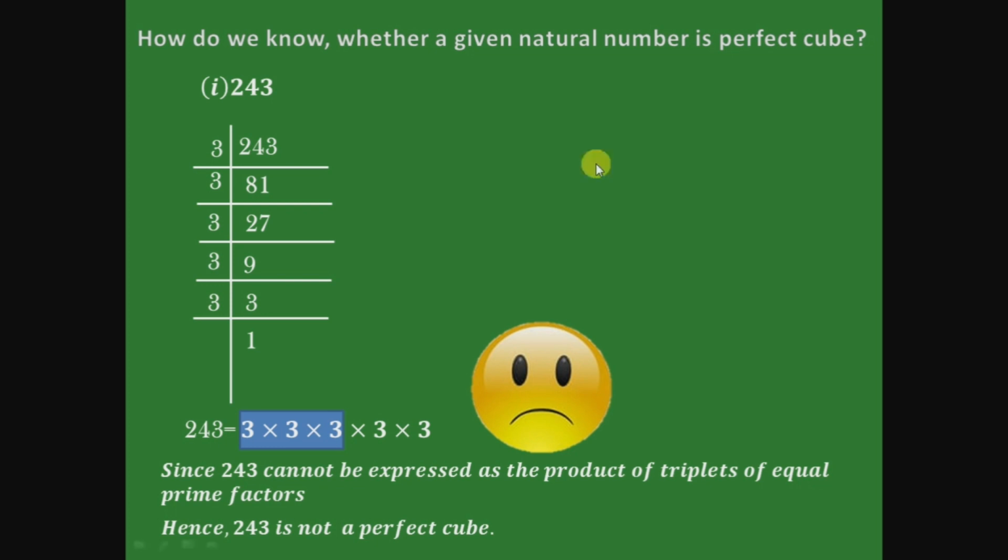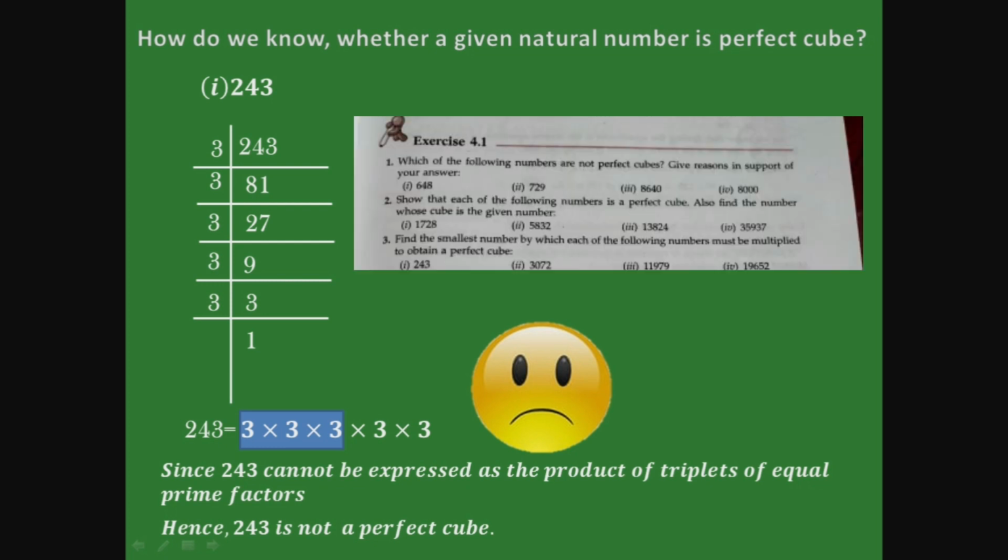There is a question in question number 1. We need to find whether the given number is a perfect cube or not. Let's check the question. We need to do it in this way. Please do not write this factorization in the rough column. Do it in the main part of the sum.